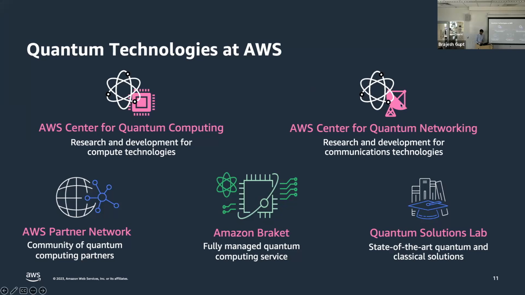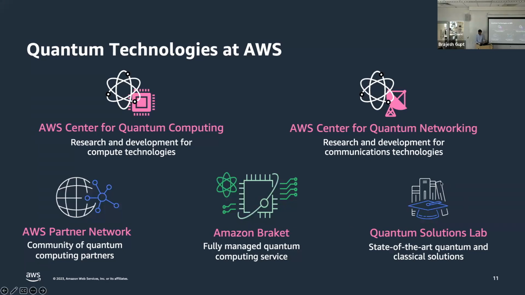Then we have the AWS Center for Quantum Networking. The scientists and members over there are working on developing communication technologies empowered by quantum mechanics. Then we have the AWS Partner Network, that is a community of various labs and startup companies and so on who are interested in quantum computing, and they support each other, and that's the community of the Partner Network.